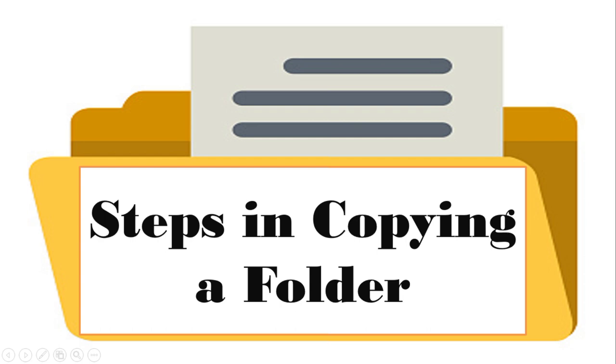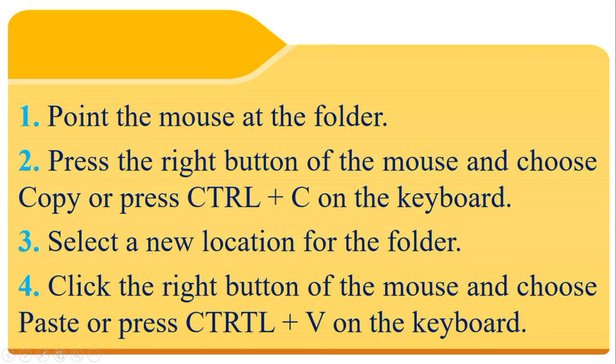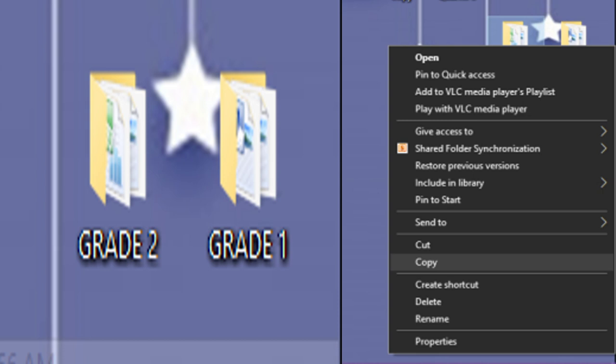Steps in copying a folder. 1. Point the mouse at the folder. 2. Press the right button of the mouse and choose Copy or press Ctrl plus C on the keyboard. 3. Select a new location for the folder. 4. Click the right button of the mouse and choose Paste or press Ctrl plus V on the keyboard. And here is the picture on how to copy a folder.